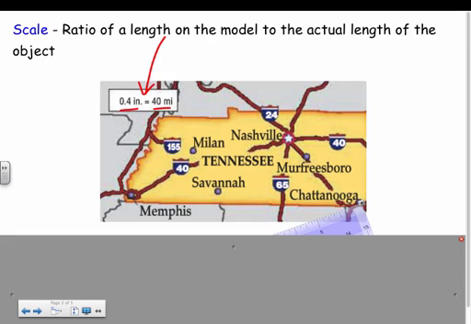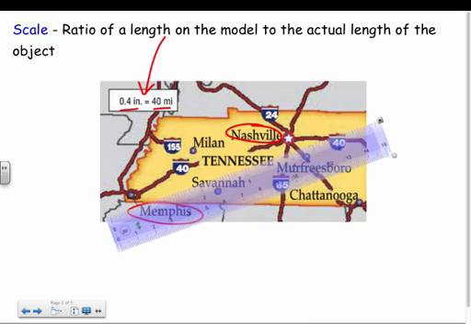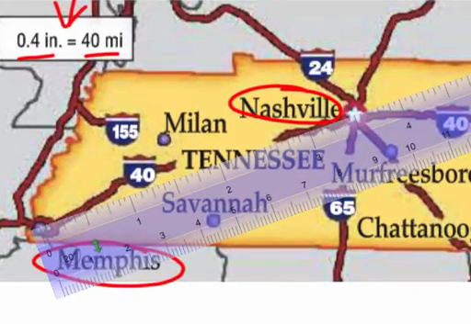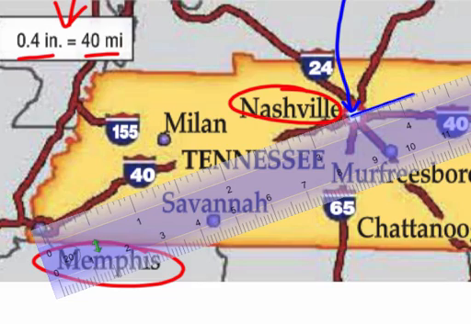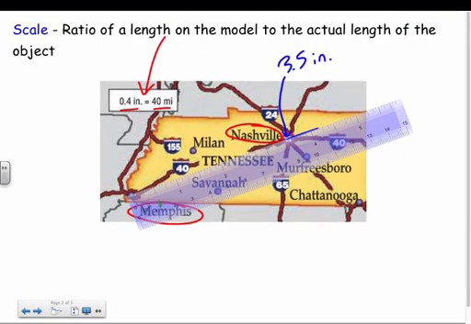Let's say I wanted to find the distance between two towns, for example between Memphis and Nashville. Well, I would take a ruler and measure in inches. So I'd put 0 at Memphis, and it looks like we're about right there, which is about 3.5 inches. So this is how I'd set it up.